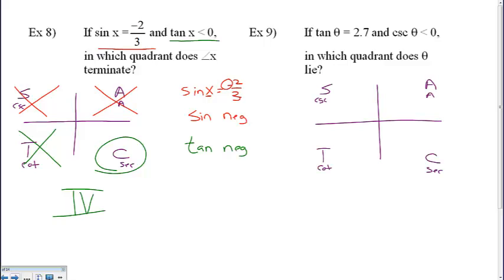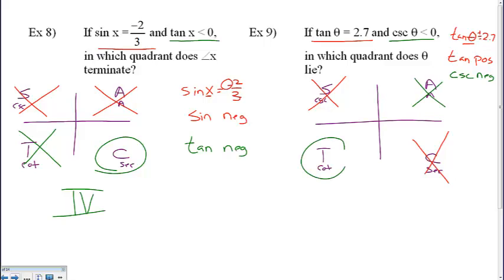In example 9, we do the exact same thing. Draw my quadrants, label them, add sugar to coffee, and label where my reciprocal functions are positive. Here, tangent of theta is equal to 2.7. In other words, tangent is positive. So we can cross off 4 and 2 because tangent is negative in those quadrants. Next, we have cosecant of theta is less than 0. In other words, cosecant is negative. Well, if cosecant is negative, then it cannot possibly be in quadrant 1. Therefore, we're left with the only place for it to be in quadrant 3.